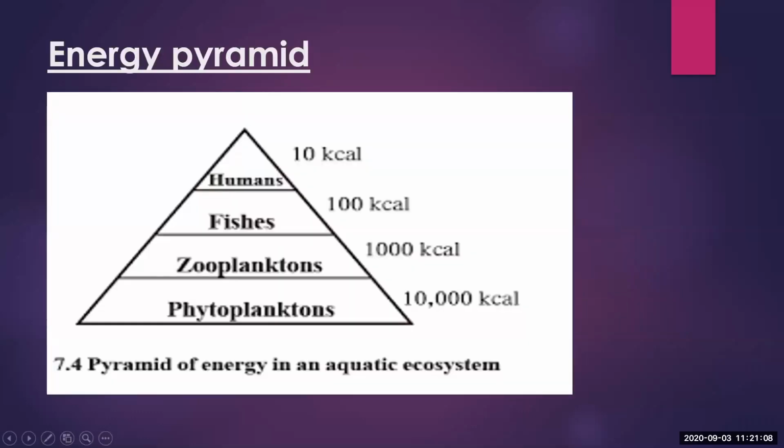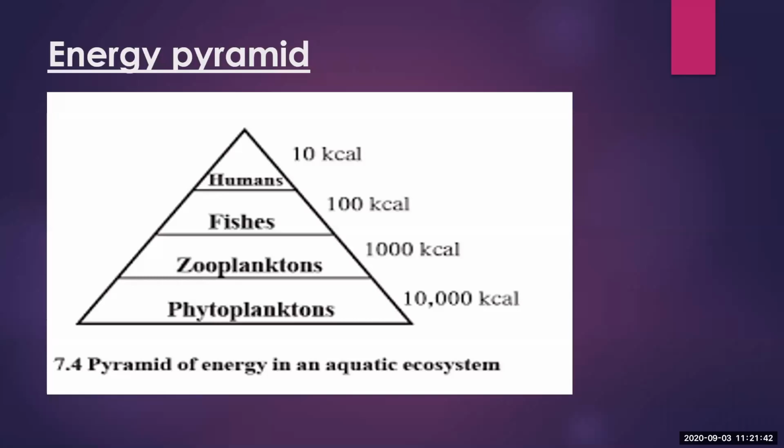Now you can see your energy pyramid. What is an energy pyramid? The number of organisms decreases from the lowest level to the highest level. This pattern of energy exchange in an ecosystem is called a pyramid of energy. The energy level decreases as we go above; energy is more at the base and lesser at the top. So how the energy is decreasing, this is known as a pyramid of energy.